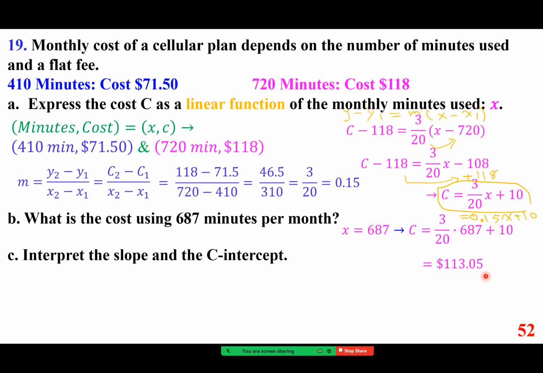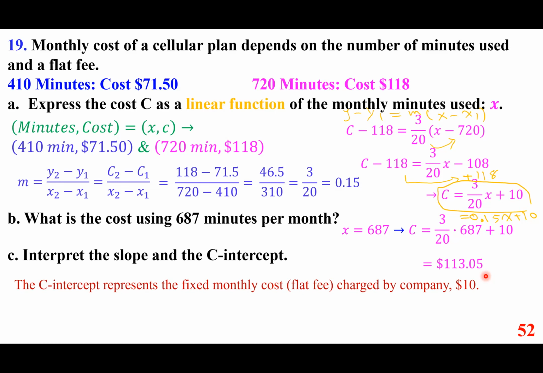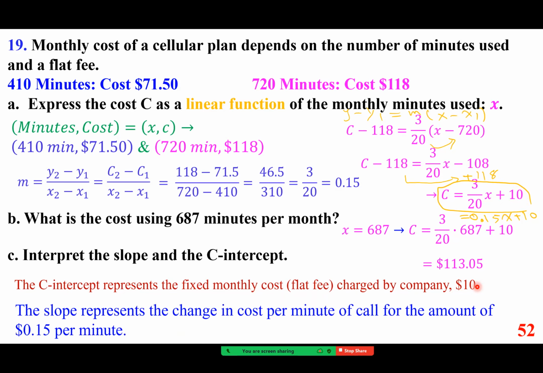What is the meaning of the slope and the c-intercept, the y-intercept? In essence, it was mentioned. The c-intercept represents the fixed monthly cost, the flat fee charged by the company, which is $10. The slope represents the change in cost per minute of call for the amount of 15 cents or $0.15 per minute. That is the meaning of the slope, everybody.